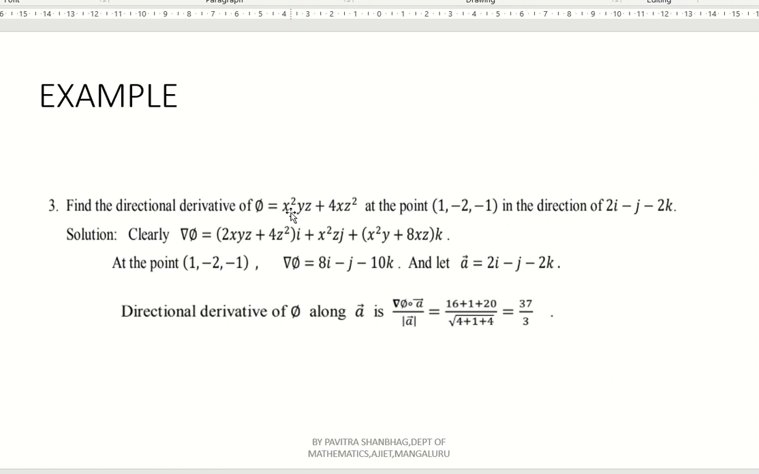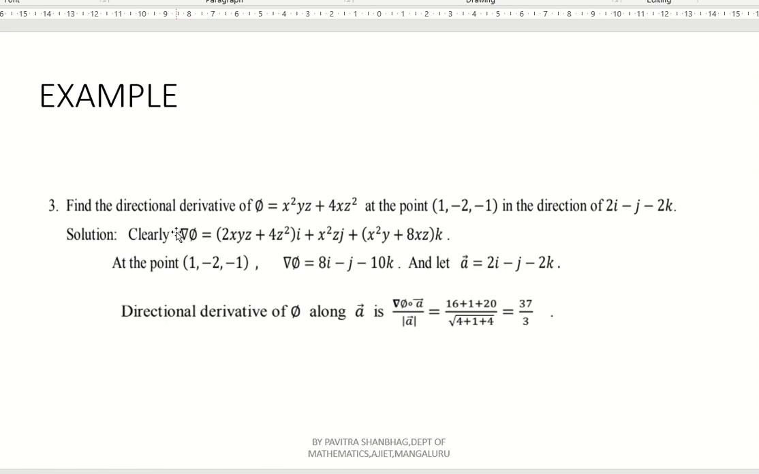Just differentiate the given term partially with respect to x so that you will get 2xyz plus 4z square i plus with respect to y means x square z j. With respect to z means here x square y plus 8xz k, right? Just you concentrate only on the term containing z and multiply it with the remaining constant, that's it, into k. Now at the point 1 minus 2 minus 1. So find out del phi at the point 1 minus 2 minus 1.